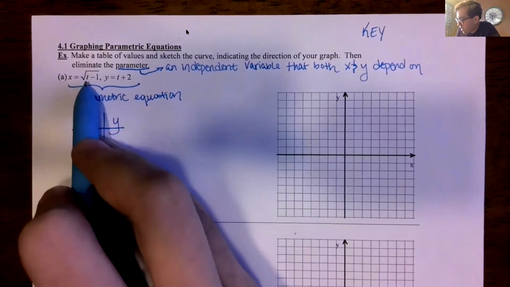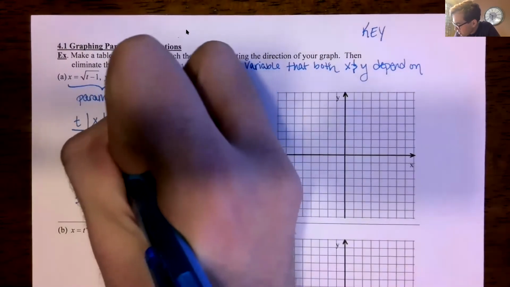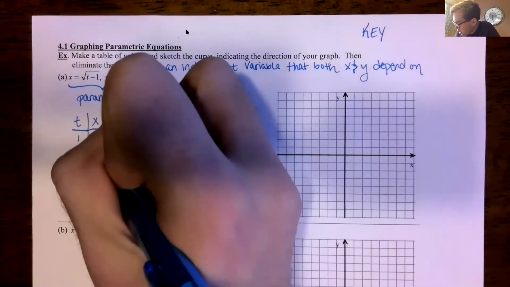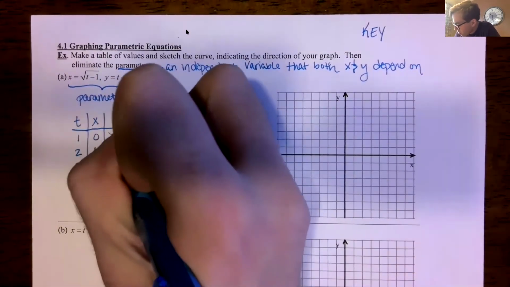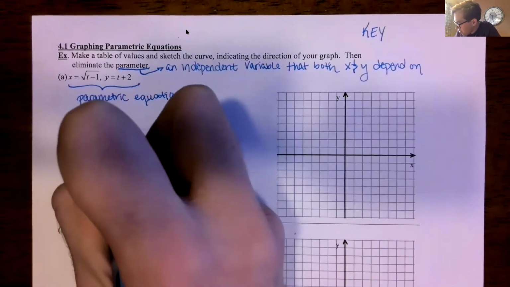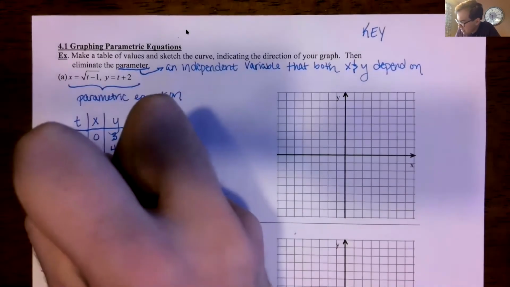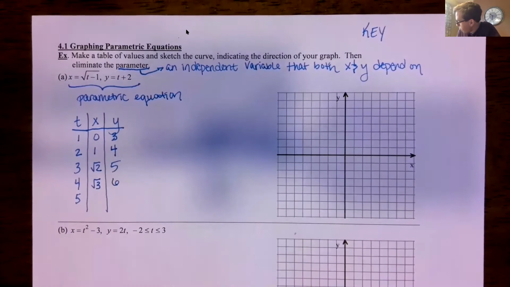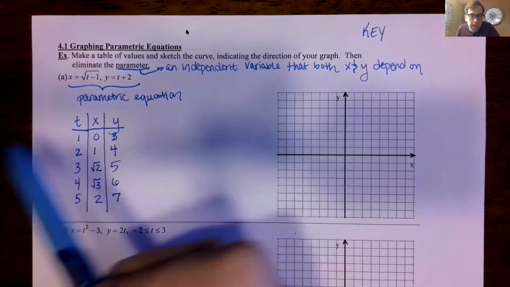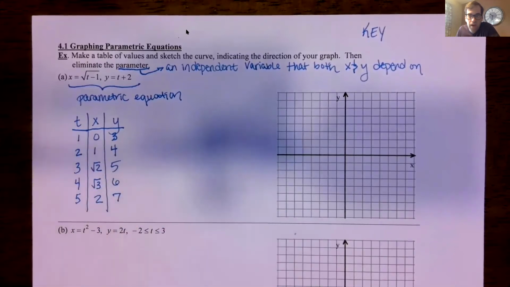So I'm going to plug 1 in here, we'll get 0. If I plug 1 in here, we'll get 3. If I plug 2 in here, we get 1. Plug 2 in here, we get 4. Plug 3 in, we'll get root 2 and 5. Plug 4 in, and we'll get root 3 and 6. Plug 5 in, we'll get 2 and 7. So you can think of t as like time if you want, and as time goes by, we have a certain x and a certain y value.